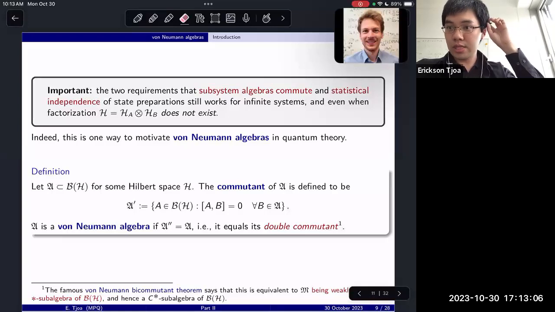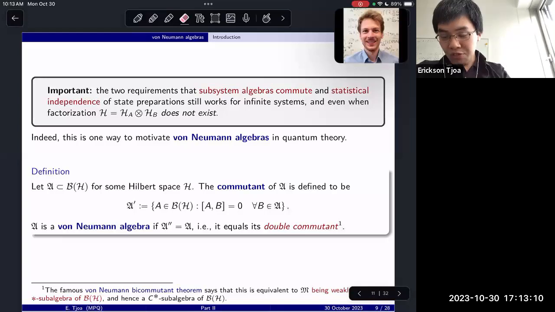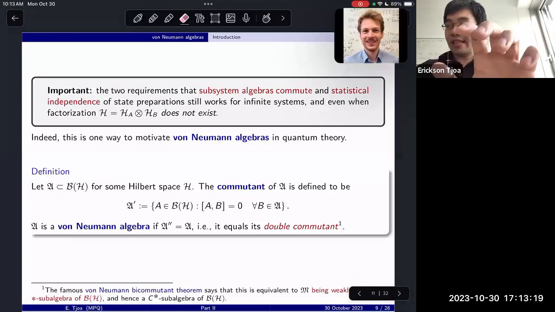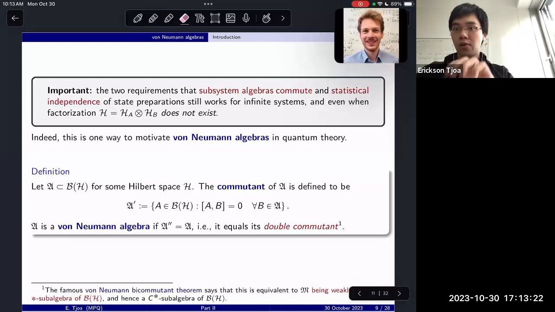So this is the famous result by von Neumann, which is that if you take a C-star subalgebra of bounded operators, you find all the things that commute with it, and then you find it again, everything that commutes with its commutant, then that would be a von Neumann algebra.